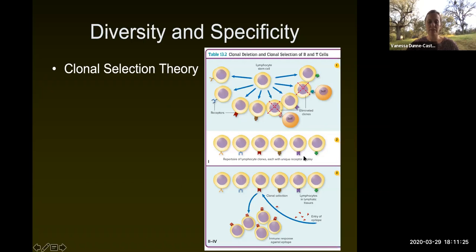And then once you have the development of this diverse receptor repertoire, these cells go out into the secondary lymphoid organs, and then they are selected upon by the presentation of antigen. So only those cells that have the receptors able to bind with perfect specificity to particular antigens that your body is facing will then be selected for and allowed to amass a giant army of clones.